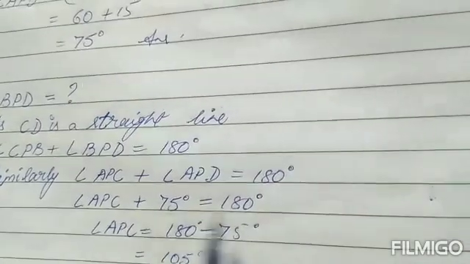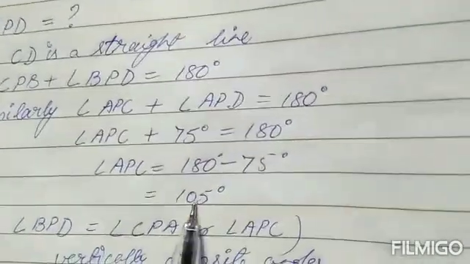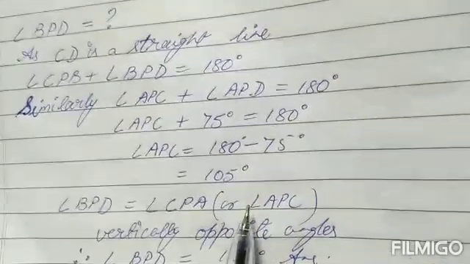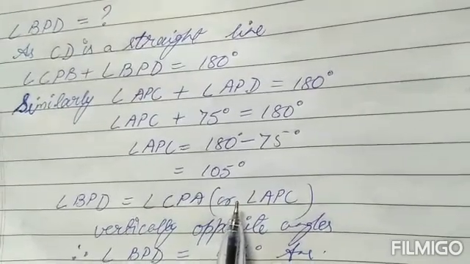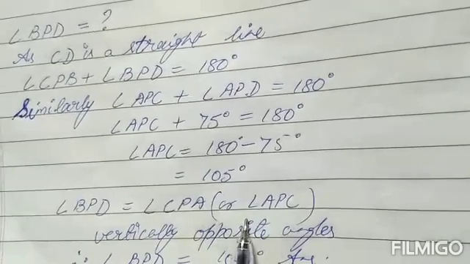Now this 75 will be taken on the other side, so it will be in subtraction. Subtract the value to get 105. So the angle APC is 105. Angle BPD is equal to angle CPA or APC.